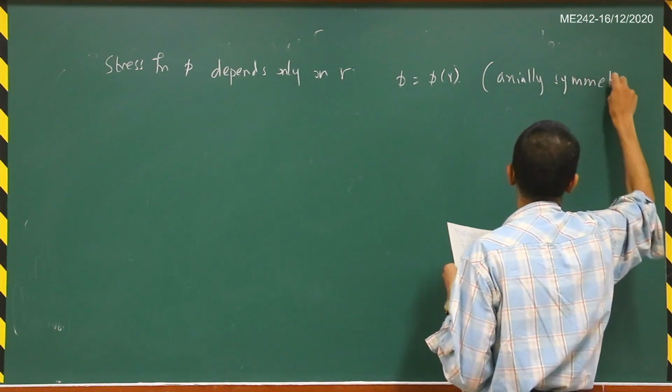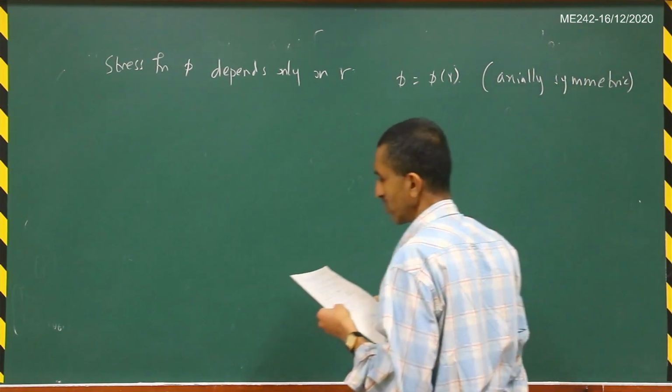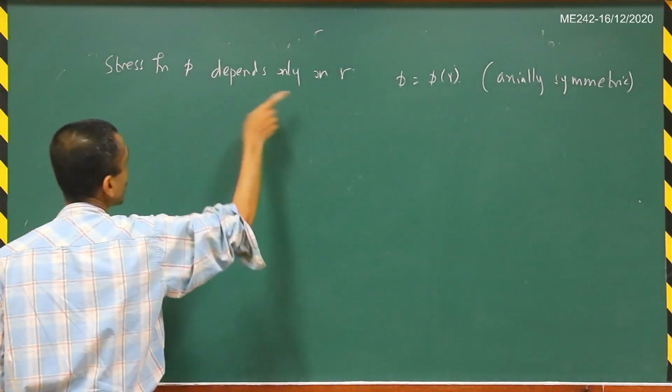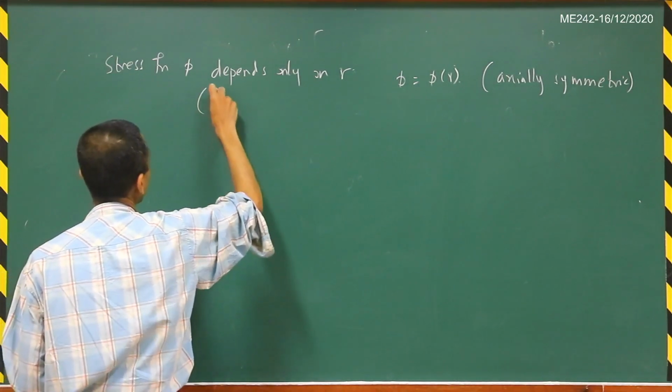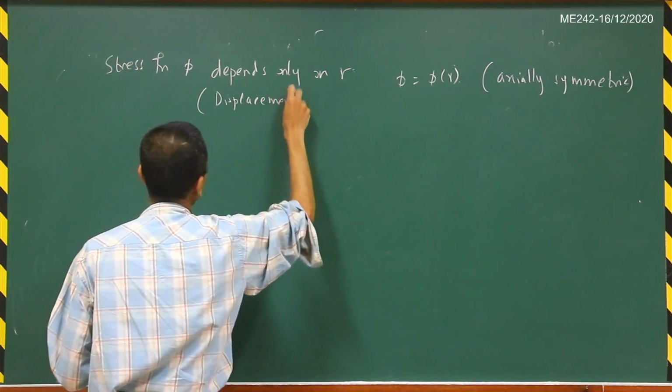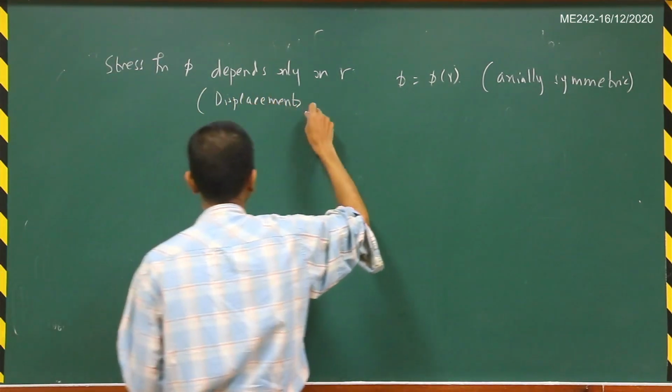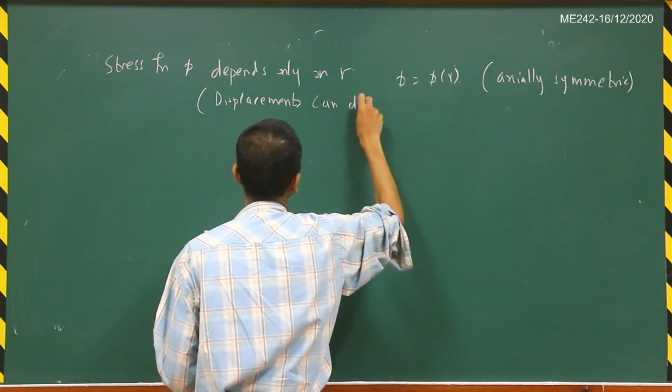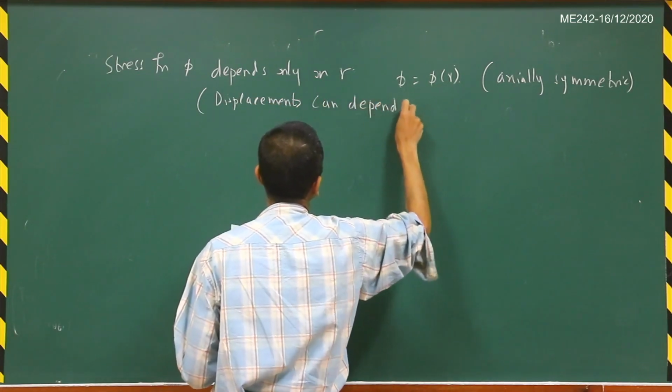Symmetric problem. So that means there is no dependence on theta. But here we can still allow for the displacements to be dependent on theta. The displacements can still depend on theta.